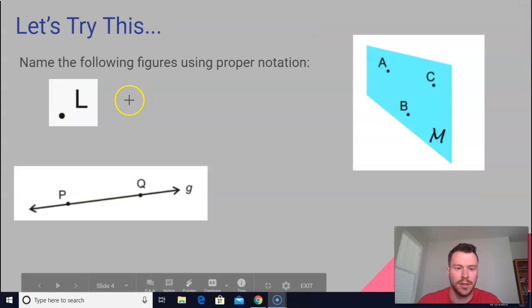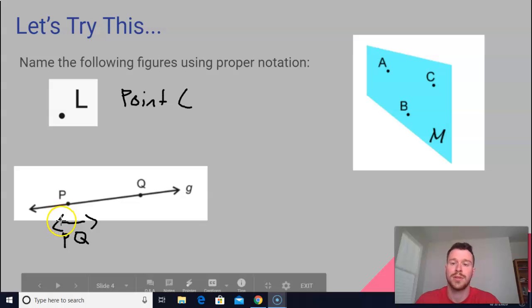So let's try this. Let's just name this point, line, and plane. So this point here is simply point L. There's no other way around it. This line can be named in a couple ways. We could say this is line BQ. So here we're using our line notation. One thing to be sure of is that you put an arrow at both sides of that line. Okay? Or we can say this is line G. Again, if you want to say this is line QP, that also works as well.